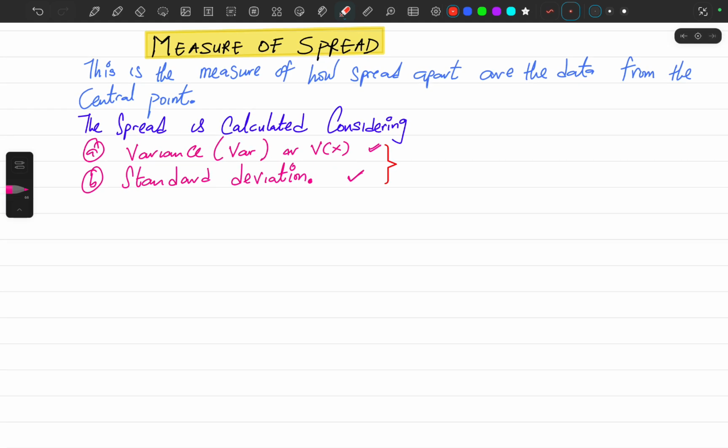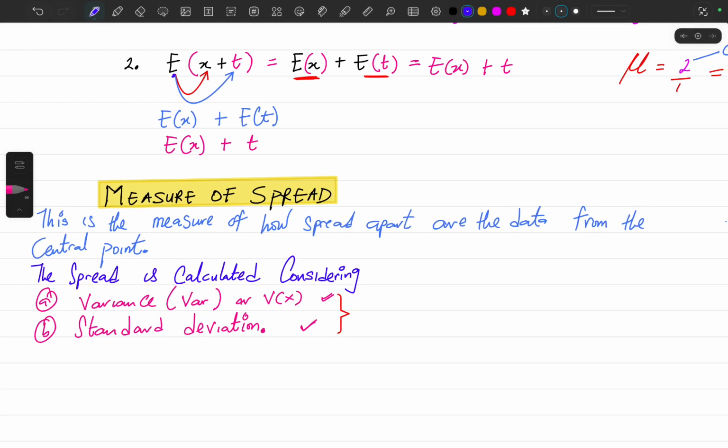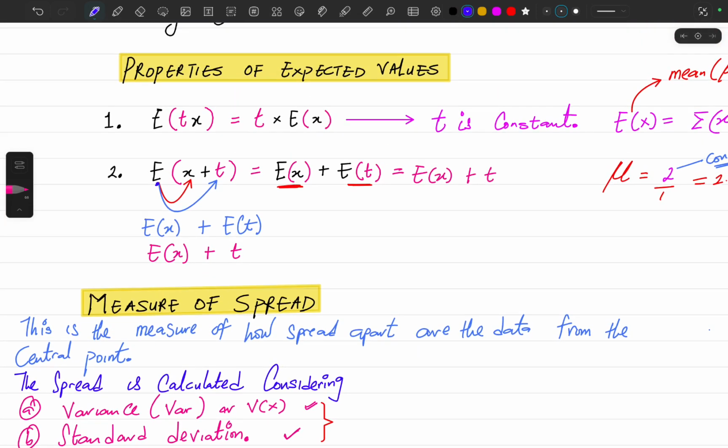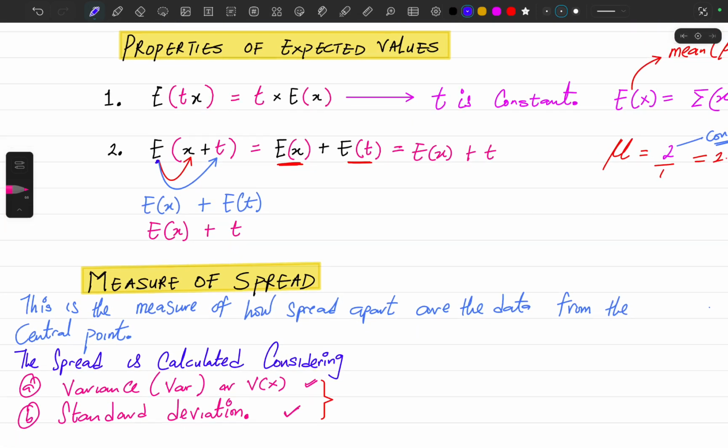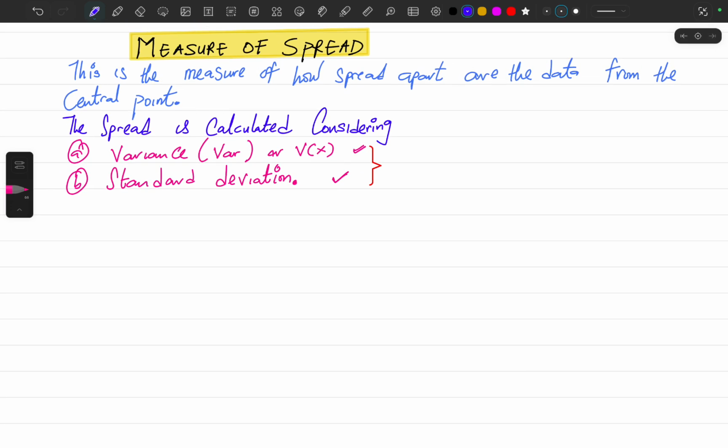Let's talk about the measure of spread. And then in this part, I will talk about the measure of spread. Actually, guys, I'm still going to come back to these properties. We're going to use them to prove some variation. But for us to do that, let's talk about the measure of spread.